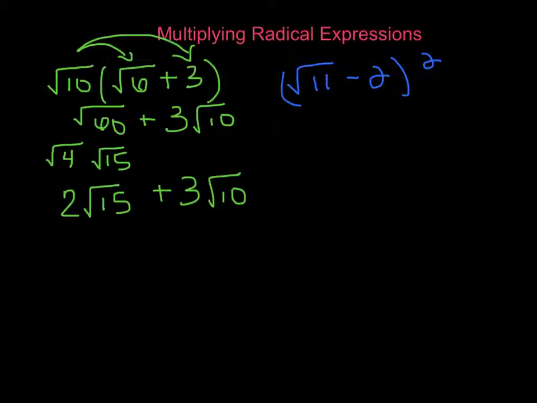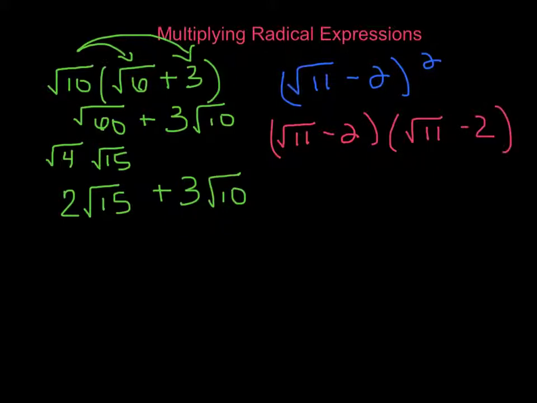Our second example, you are taking the square root of 11 minus 2 and the whole thing squared. I'm going to show you the long version, and then I'm going to try to remind you about that shortcut, about the difference of two squares. So if you wrote this out, I'm going to grab a different color. If you wrote this out, it means the square root of 11 minus 2 multiplied by itself. So times the square root of 11 minus 2.